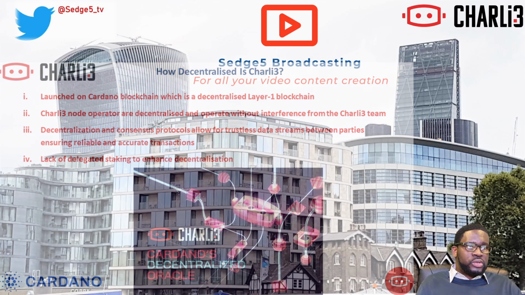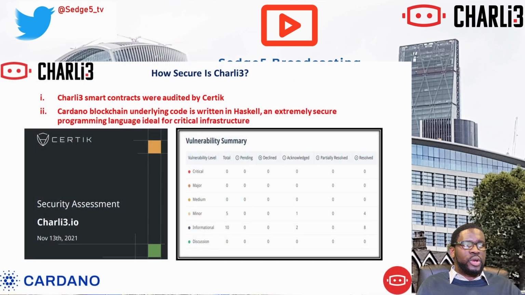As far as security is concerned, Charlie 3's smart contracts were audited by SETI, a reputable blockchain software auditing entity. Only minor and informational issues were found, and all but 2 of these were reported to have been resolved. Add to that the fact that Cardano blockchain is one of the most secure blockchains out there due to the programming language that was used. It can be stated that Charlie 3's smart contracts are relatively secure.